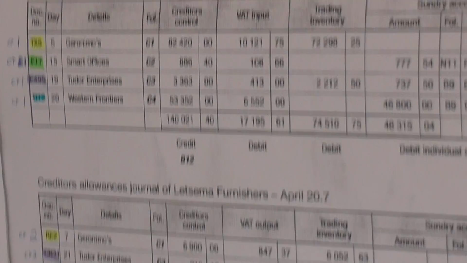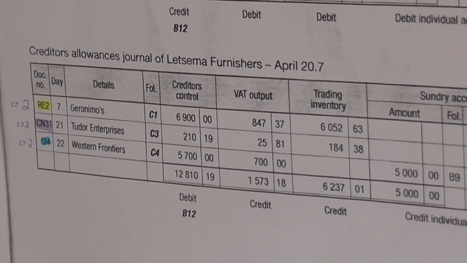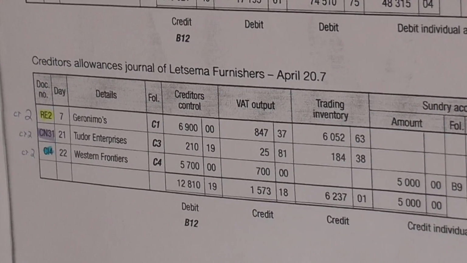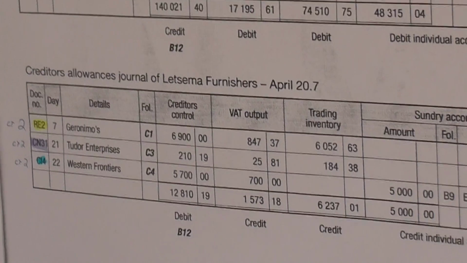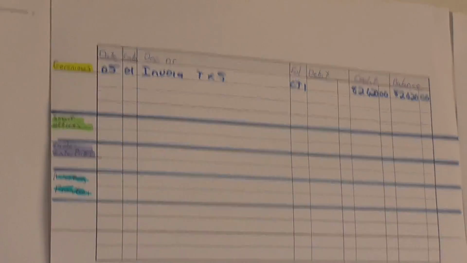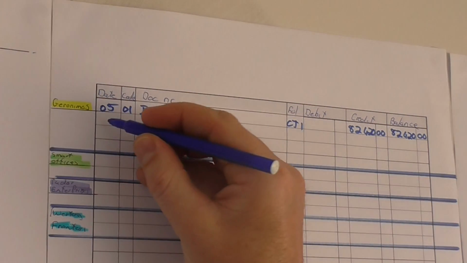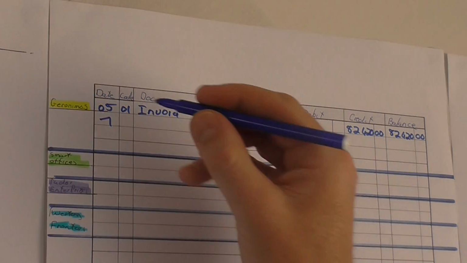So like I said, next we will go to the Creditors Allowance Journal, and as we can see, there it is. Invoice number RE2, or Credit Allowance Journal number, what do they call it? Your credit note RE2, amount 6900. And as we can see there, because it's your Creditors Allowance Journal, the account gets debited. So let's go back there and debit Geronimos. So this is your Creditors Allowance Journal. The date is the 7th of April. The code is code number 3, returns or rebates according to original credit invoice. So that will be code number 3.